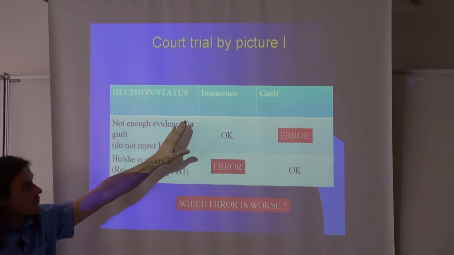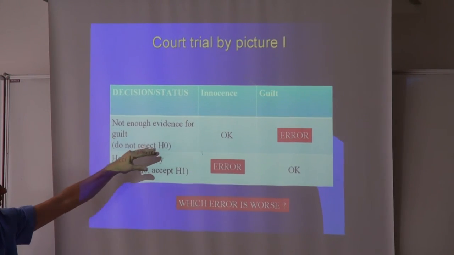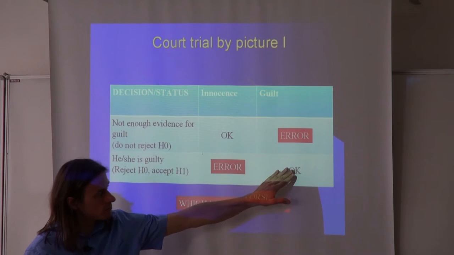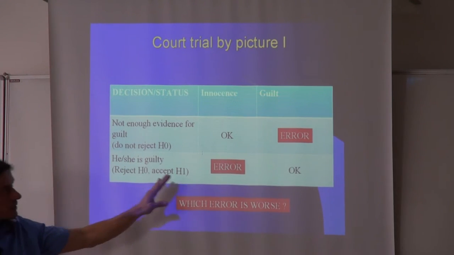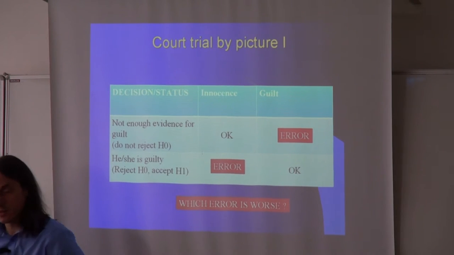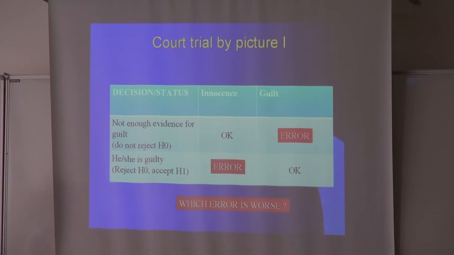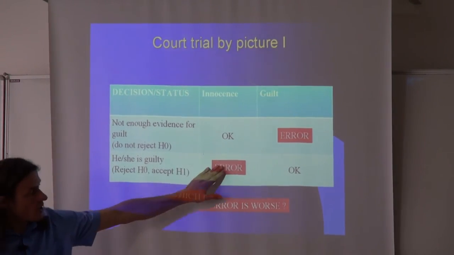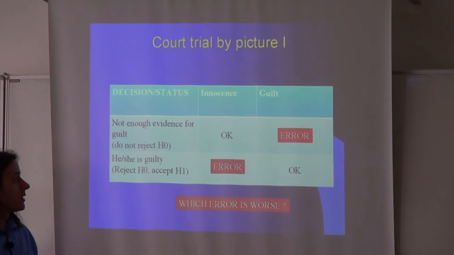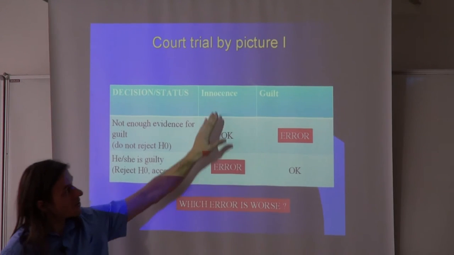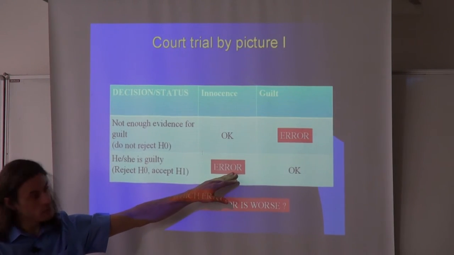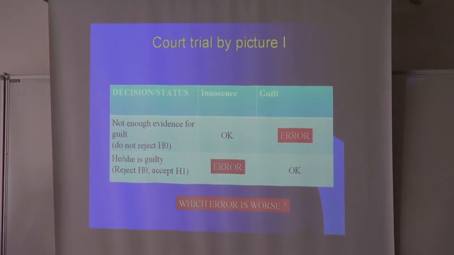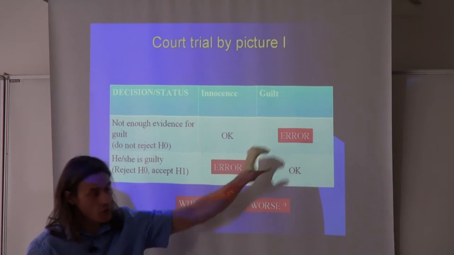So if somebody is innocent and you say not enough evidence for guilt, that's okay, a fine decision. Also, this one is not problematic. He or she is guilty and it's the real status, he or she is guilty. But you can also make some errors, this one or this one. You can say, okay, he or she is guilty, but in reality, he or she isn't. And the opposite can be true. You say, not enough evidence, don't punish him or her, but in reality, he or she is guilty.